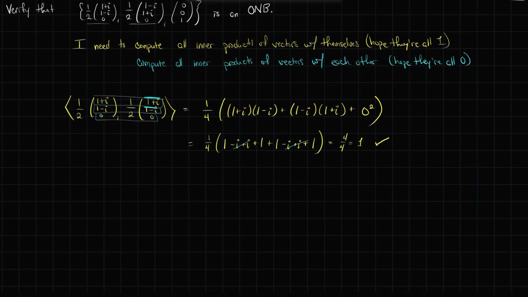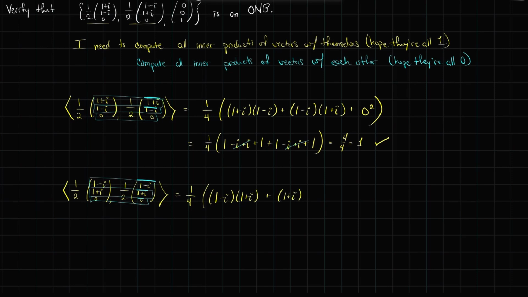I can do the same with the second vector here and compute 1/2 (1 minus i, 1 plus i, 0) against 1/2 (1 minus i, 1 plus i, 0). And I'm going to read horizontally and take the complex conjugate of the terms on the right. As before, the 1/4 comes out, and I'm left with 1 minus i times 1 plus i, the conjugate of 1 minus i, and I'm left with 1 plus i times 1 minus i, the conjugate of 1 plus i, and a 0 squared.